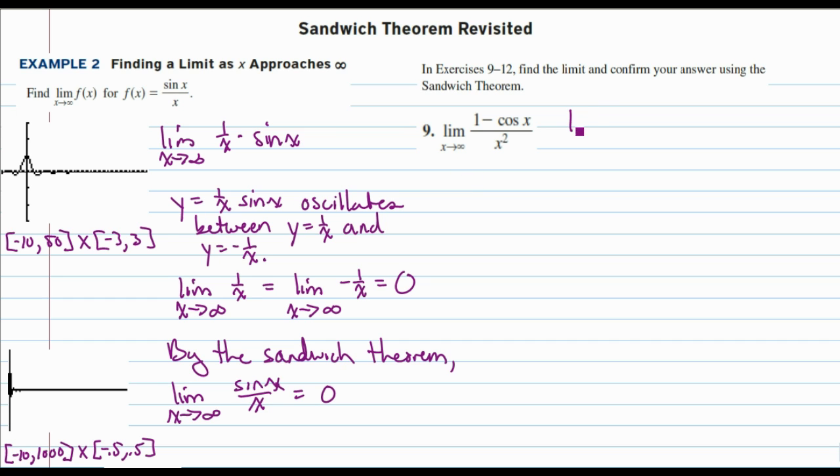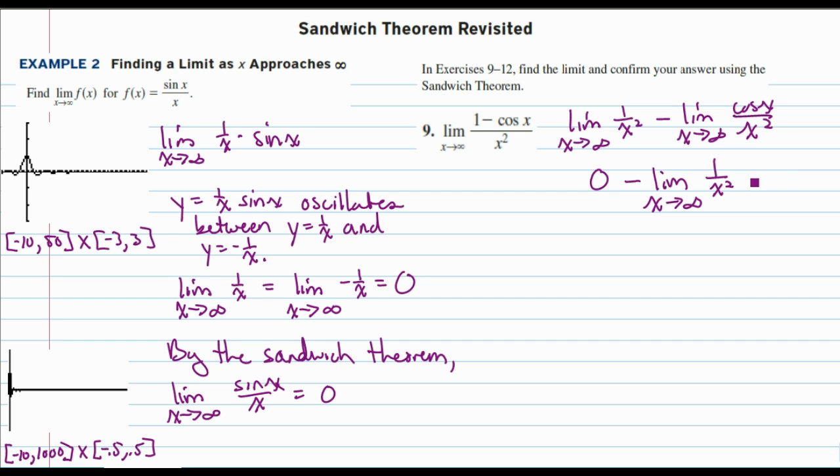I'm going to do the limit as x approaches infinity of 1 over x squared, and then I'm going to separate that to also minus the limit as x approaches infinity of cosine of x over x squared. Now I know that the limit as x approaches infinity of 1 over x squared is going to be 0. That's no problem. It's this guy that's the problem. So I'm going to change just this piece into a form where the sandwich theorem will apply.